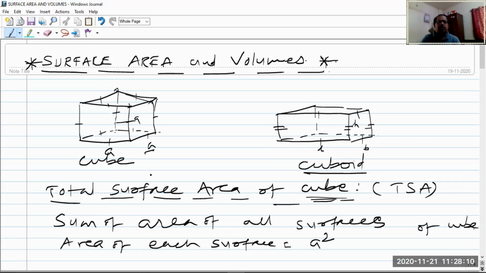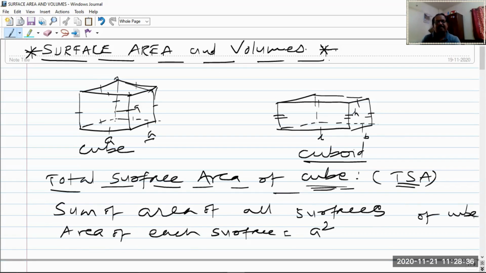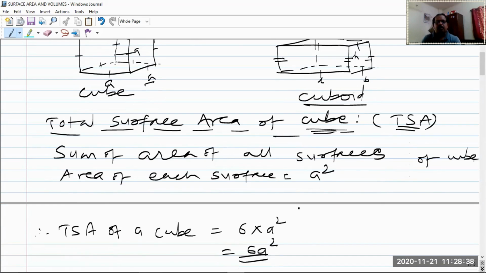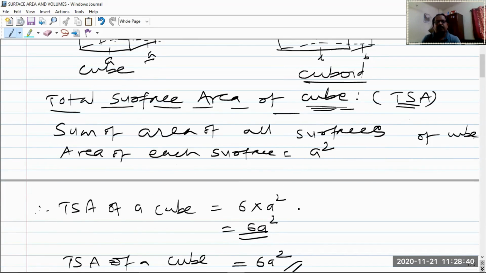So today we are going to discuss the total surface area and the lateral surface area of cube and cuboid, and some examples on the same. Let's see what is the total surface area of a cube. In short form we denote total surface area as TSA. So how can we find, and how can we remember, the formula for the total surface area of a cube?